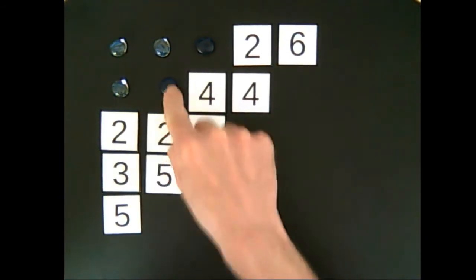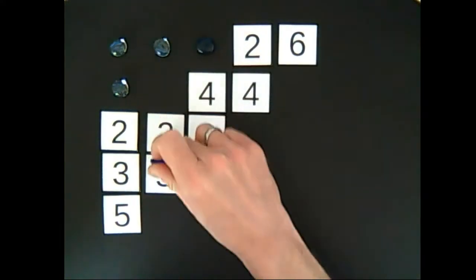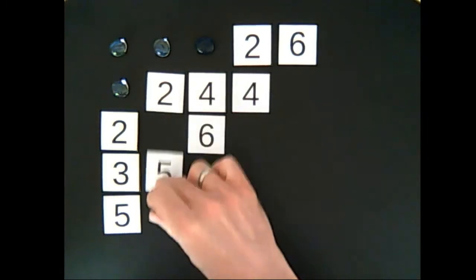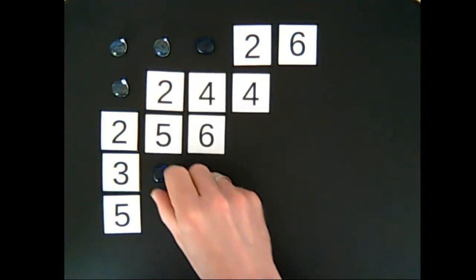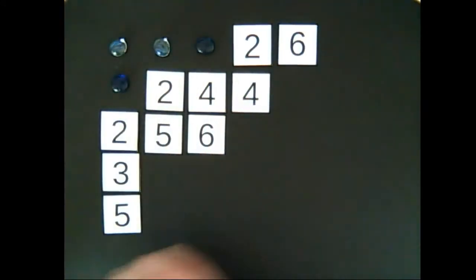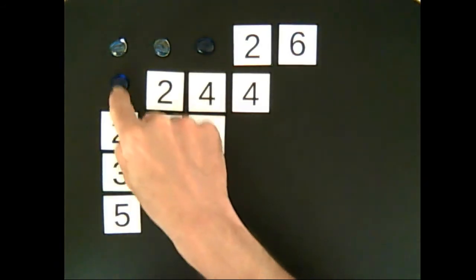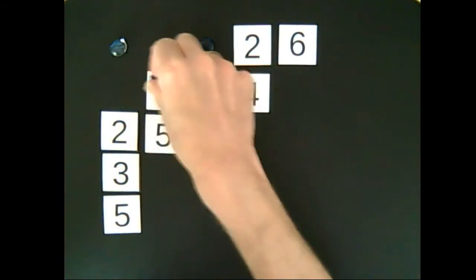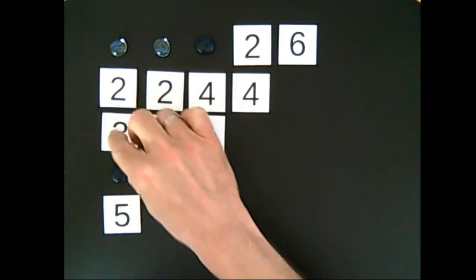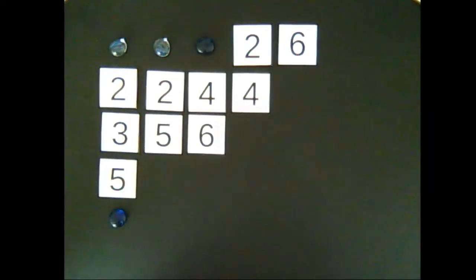Here's an inside corner. If we want to move this out, the 2 moves up, and now we have 5 and 6, so the 5 moves up and the marble is gone, and we created a new inside corner here. Let's remove any of these. Let's say we remove this one, so the 2 slides up, the 3 slides up, and the 5 slides up, and the marble can be removed.